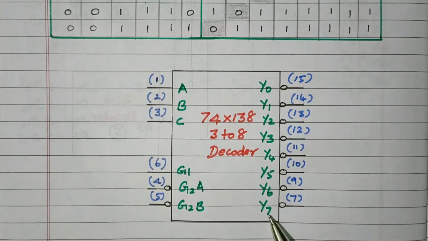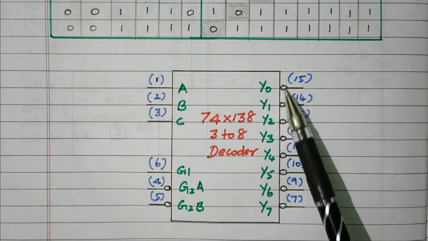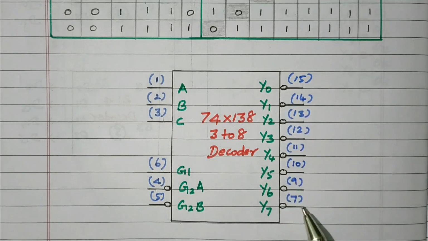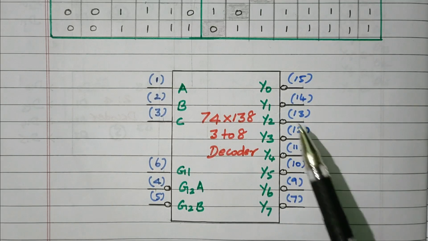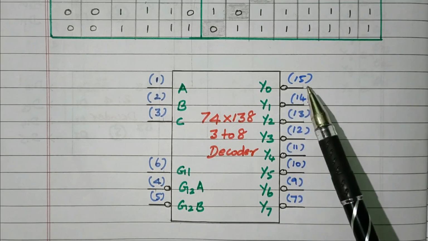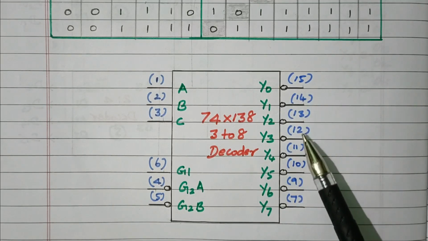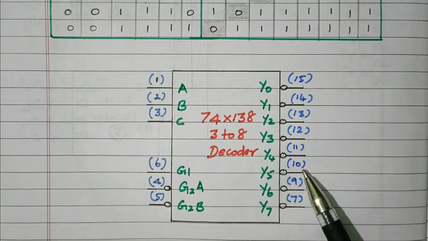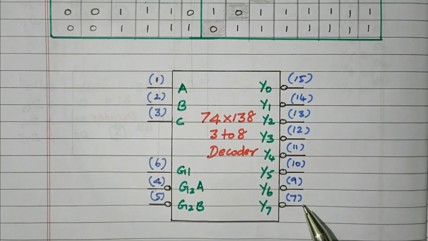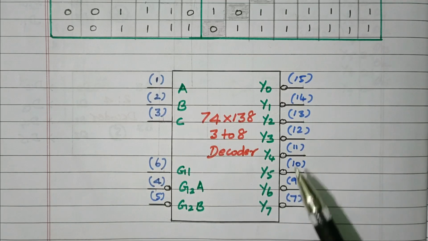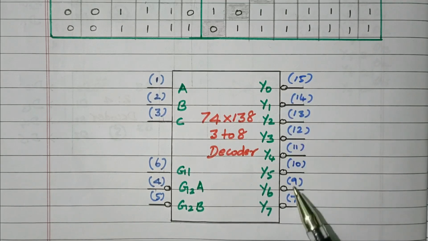Y0 to Y7, see, these are all inverted. So the pin numbers, starting from Y0, are 15, 14, 13, 12, 11, 10, 9 and 7. Right. So these are all the outputs. These are active low.